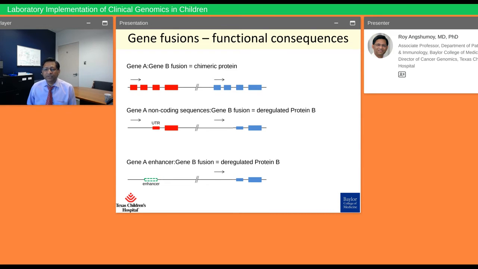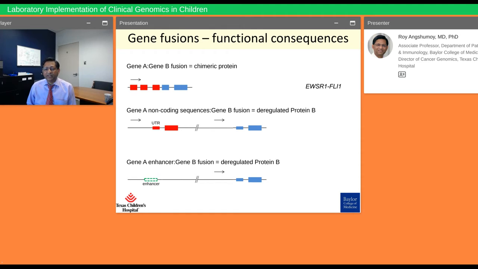Again, these are a few examples. The classic example that I told you about, BCR-ABL1 and other fusions, is where gene A and gene B both provide coding sequences to the fusion gene. In this case, gene A and gene B come together, and by coming together they offer coding sequences both from gene A and gene B. So the protein that is made is half gene A and half gene B. So this is a true chimeric protein. This is an example of EWSR1-FLI1, a good example of the first type.